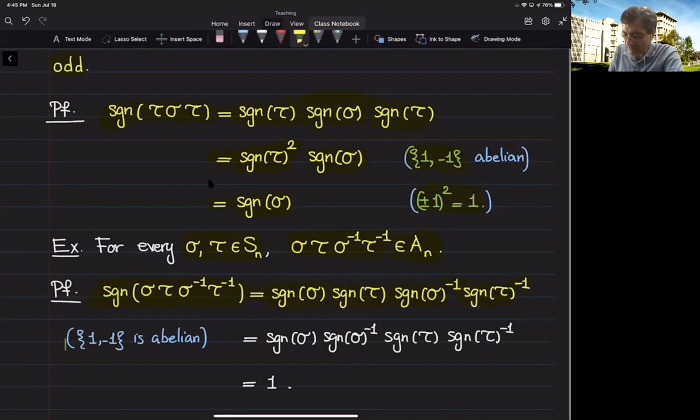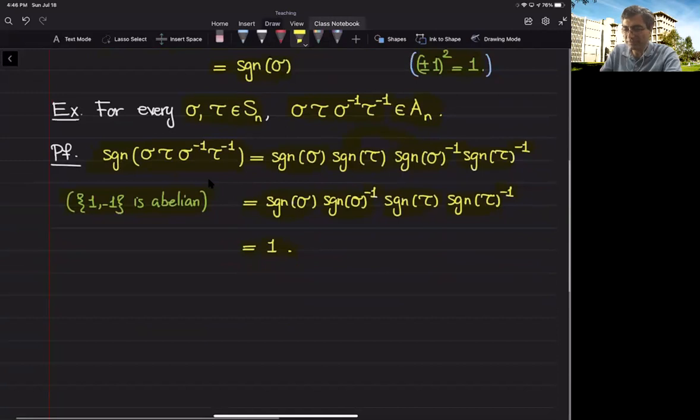Because this is an abelian group, I can reorder these terms. I'm going to put this before sign of tau, and then I get sign of sigma times sign of sigma inverse times sign of tau times sign of tau inverse, and all together I end up getting 1. And that means that this is in the kernel of sign, which completes the proof.